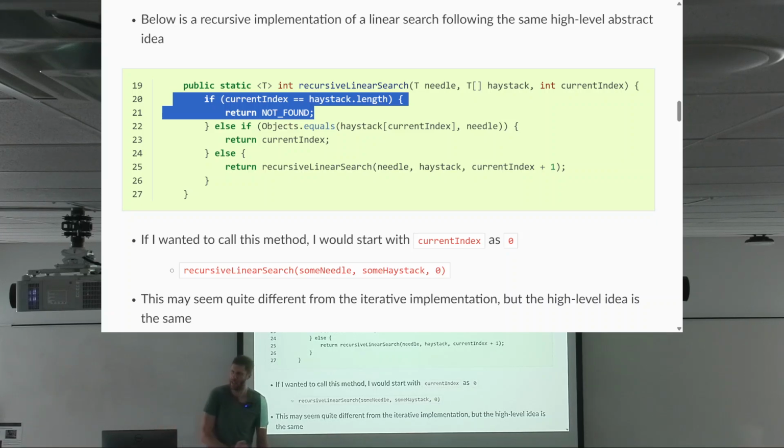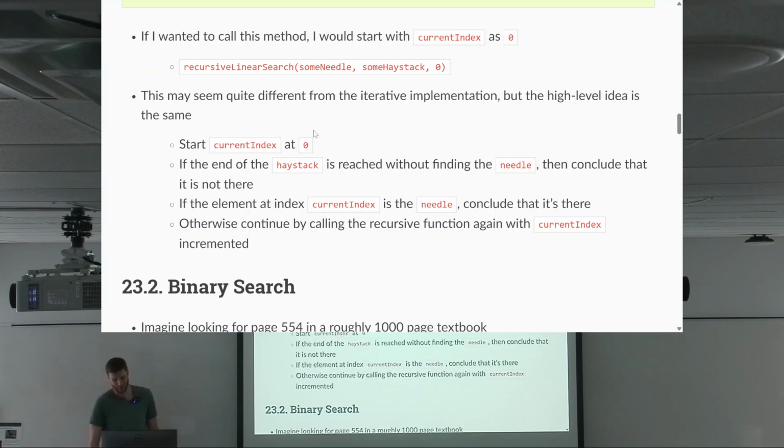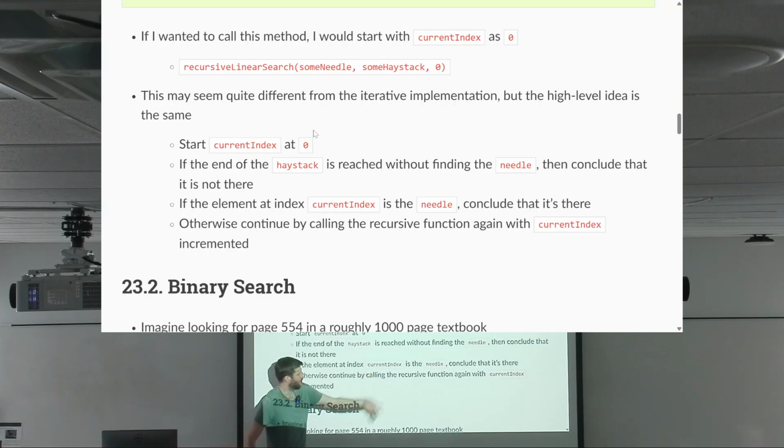The code and style of the code was very different. One was iterative, one was recursive. But the actual underlying algorithm that we're doing is exactly the same. So yeah, it may seem quite different, but it's not. Start at the beginning. The order might feel a little different, but that's not really important here. If the end of the haystack is reached without finding the needle, then conclude that it's not there. If the element at current index is the needle, conclude that it is in fact there. Otherwise, continue by calling it again with the next index.